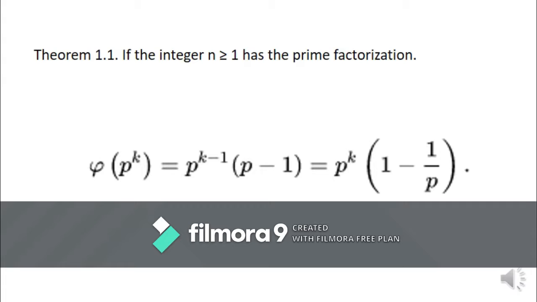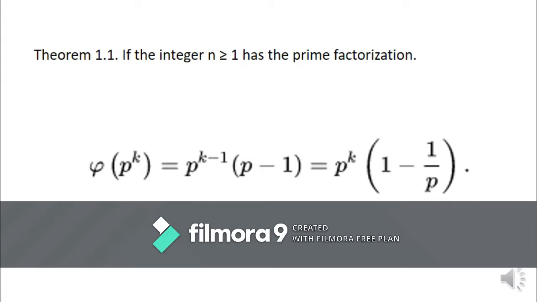For example, you have to find the totatives of 9. As you have observed, 9 is a perfect square number, and the prime factorization of 9 is 3 raised to 2. Are you still with me?